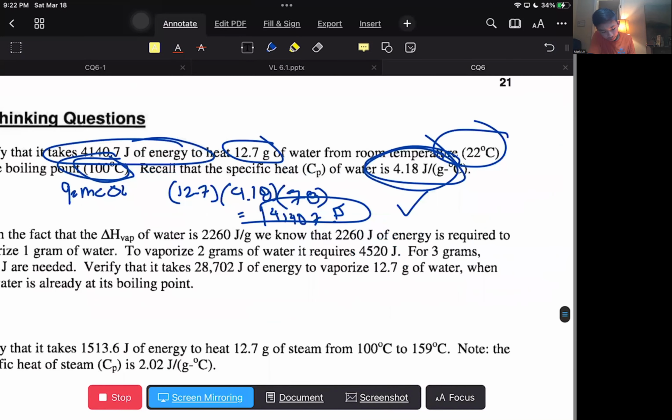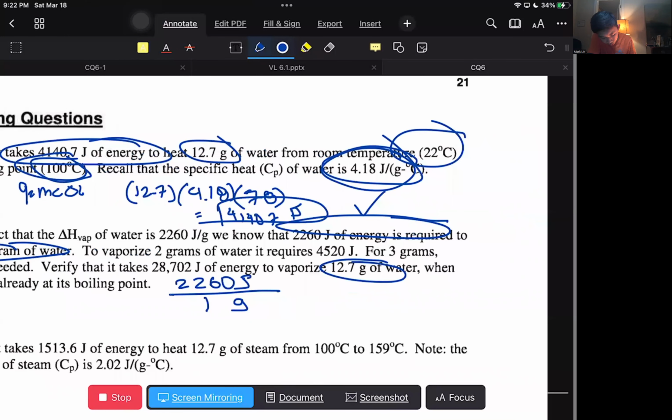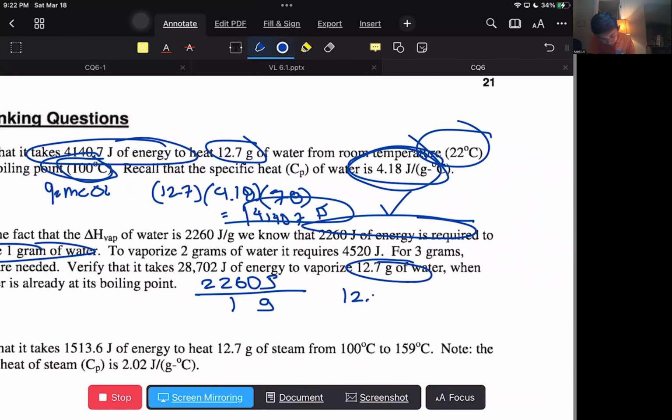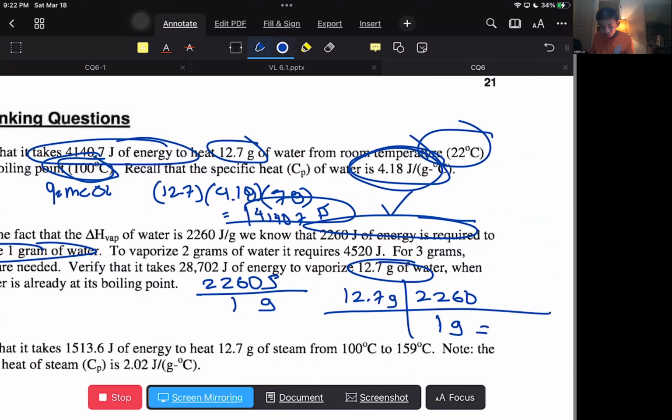So we have this rate right here, 2260 joules per 1 gram. We need to vaporize 12.7 grams. What goes on the bottom has to cancel out, so that's 1 gram over 2260 joules, and on top is 12.7 grams. Then we just multiply both together, and we get 28,702 joules.